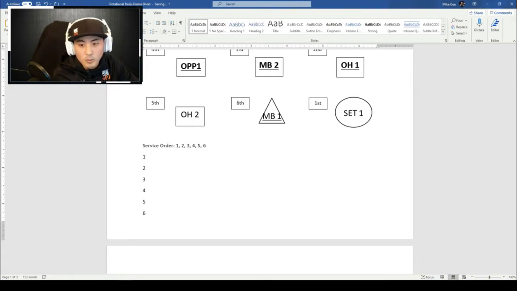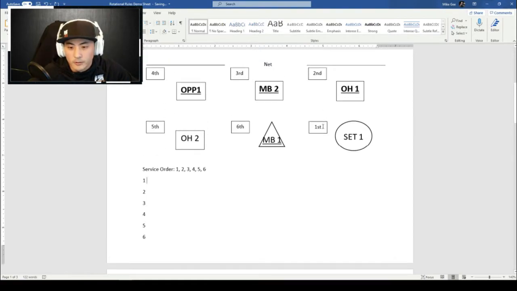So for rotation 1, starting here with whoever is first, we're going to go in order. You can think of it as court zone order or service order, however you want to think of it.